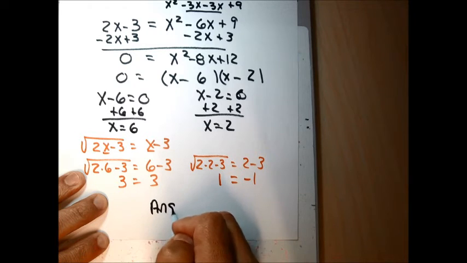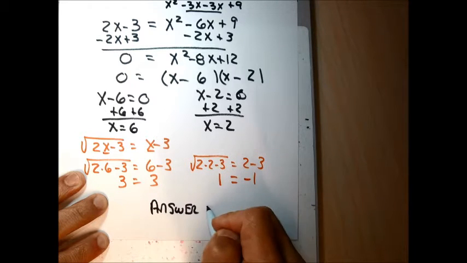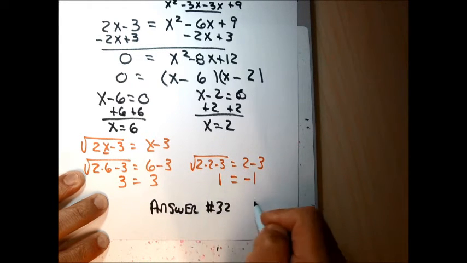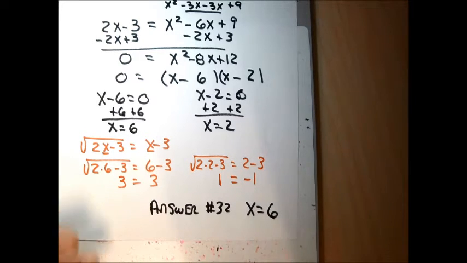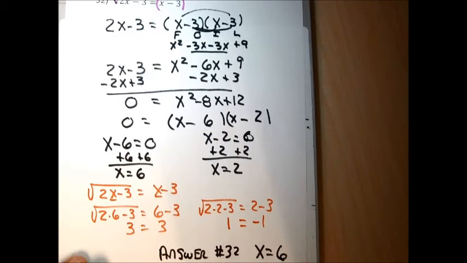So my answer to number 32, and you can't see the 32 anymore, is x equal to 6. I think there's another problem coming up where you also get a non-checking answer that you have to do the checking. And I'll only do the checking when I'm absolutely certain it has to be done.